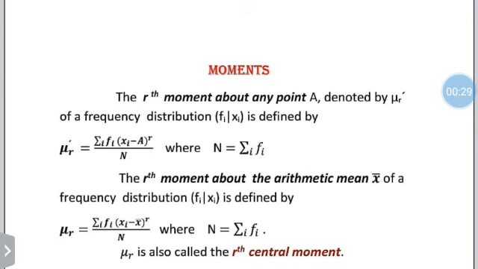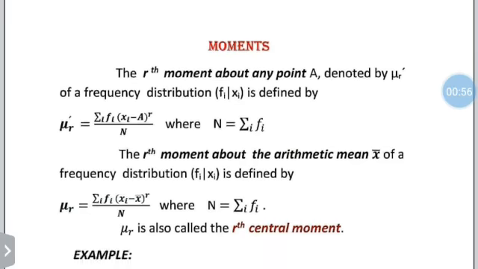The rth moment about the arithmetic mean x bar of a frequency distribution is defined by mu r is equal to summation over i fi into (xi minus x bar) power r divided by n, where n is equal to summation over i fi. Mu r is also called the rth central moment. Here we see one example.